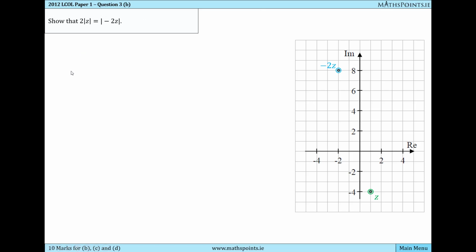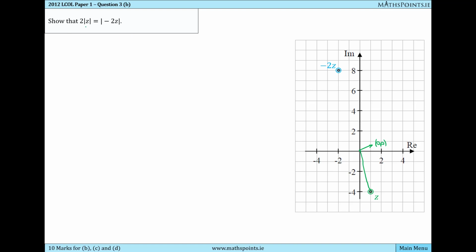The B part of the question then is concerned with the modulus of a complex number, and they ask to show that 2 times the modulus of z is equal to the modulus of minus 2z. So first of all, what's the modulus? Well, the modulus is the distance from the point 0, 0 on our Argand diagram to the complex number z.